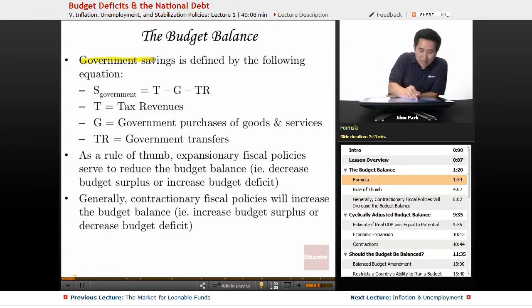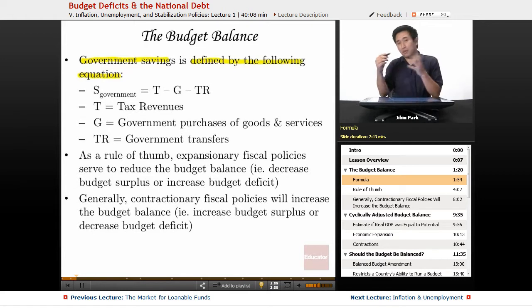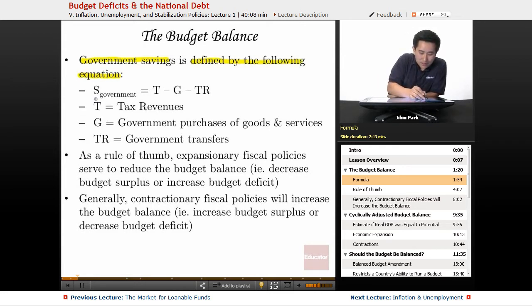So the government savings is defined by the following equation. Some people might actually have an issue with the idea of the government saving, because how is the government actually saving? They're saving American taxpayers' money, which, if you think about it, theoretically really belongs to them. But nuances aside, government savings, S government, equals T minus G minus TR.